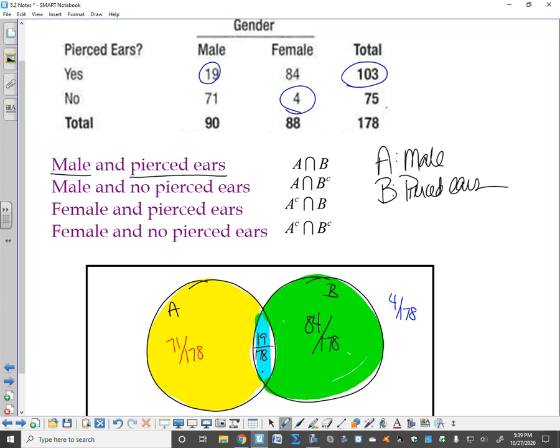Now that we have all this information in a Venn diagram, I can answer these questions. Okay, male and pierced ears. Well, let's work on our statistical notation. I had defined event A as being male and B as pierced ears. So A intersection B. Well, intersection is where things overlap, and that's the blue part. 19 over 178.